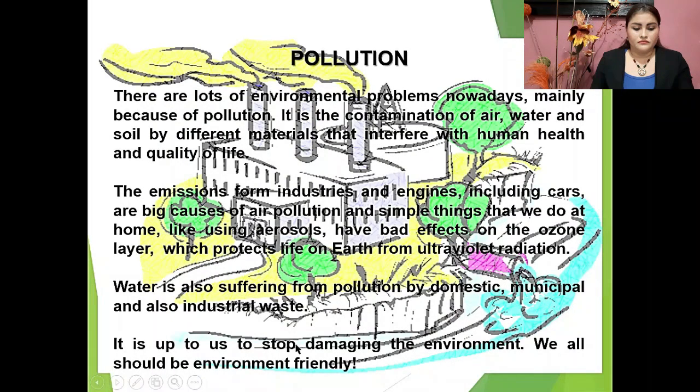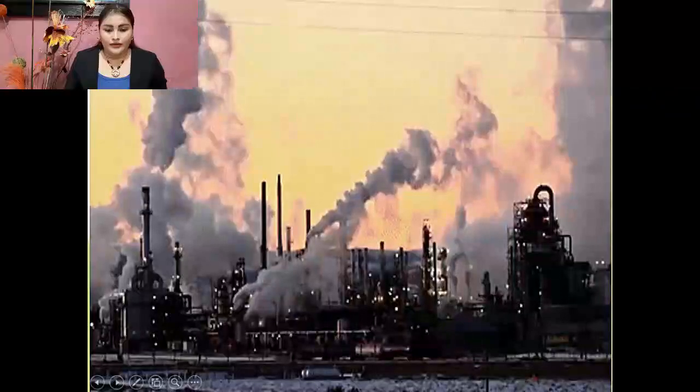It is up to us to stop damaging the environment. We all should be environmentally friendly. Okay, so this reading is about pollution. Remember, pollution is very bad for our planet. Nowadays, we have a lot of problems with this situation. In this reading, you have to try to analyze and understand the reading about pollution. It mentions the industries and the cars that are causing very big problems in our city, our country, yeah, our planet in general. So you have to read this very carefully, and you have to do the next activity.